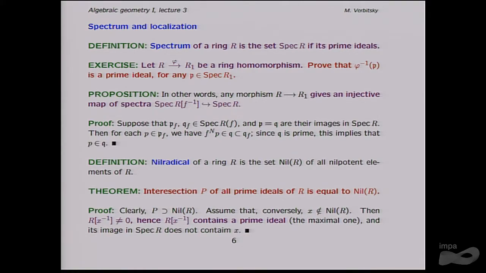The problem is that if you have a homomorphism of rings, this doesn't bring maximal ideals to maximal ideals. What you know is that prime ideals go to prime ideals, but maximal ideals are bad. They don't go to maximal ideals. By the way, do you have an example of a morphism of rings such that a maximal ideal doesn't go to a maximal ideal?